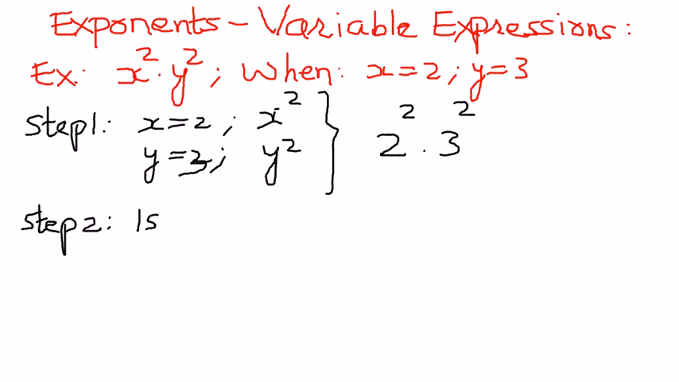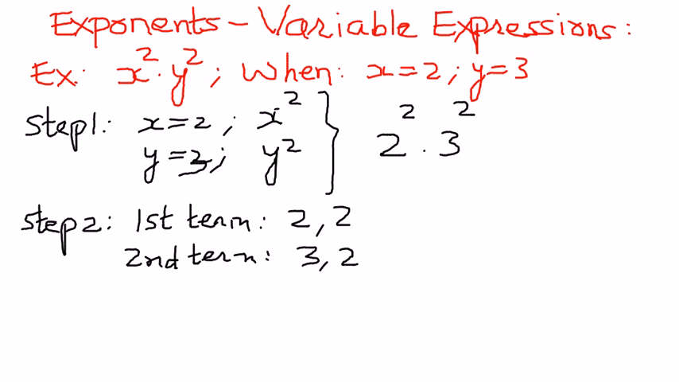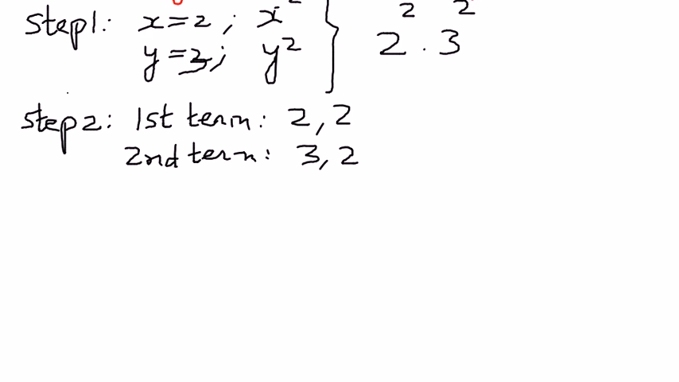For the first term, the base term is 2 and the exponential term is 2. And for the second term, the base term is 3 and the exponential term is 2. Now we want to be able to apply the concept, and then in step number 3 we're going to apply this concept. We're going to raise 2 to the power of 2, and then we're going to raise 3 to the power of 2, like that.